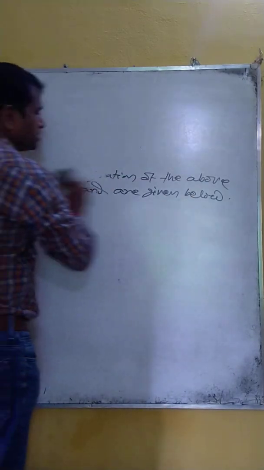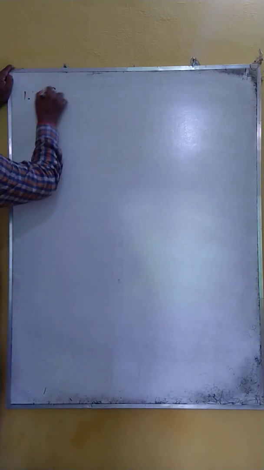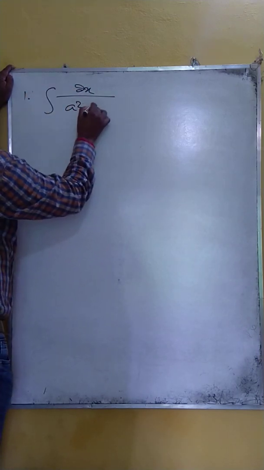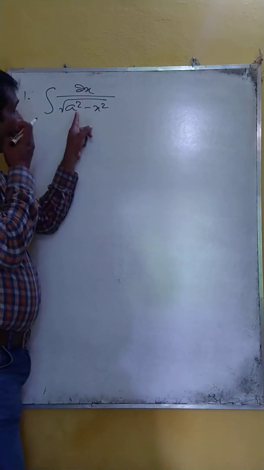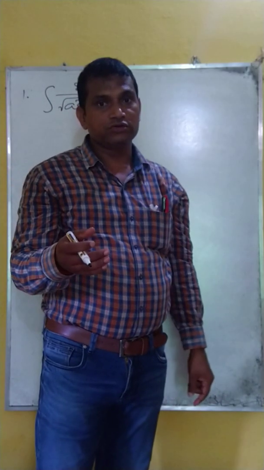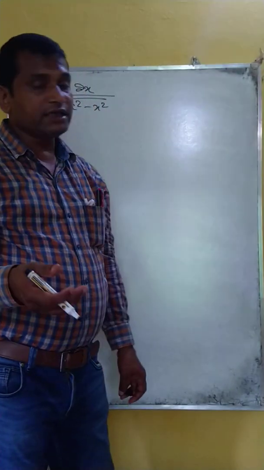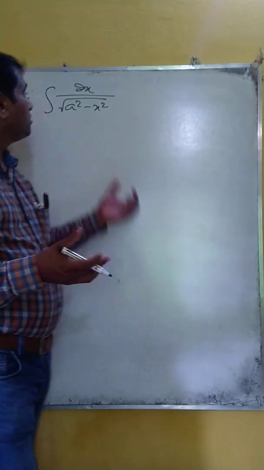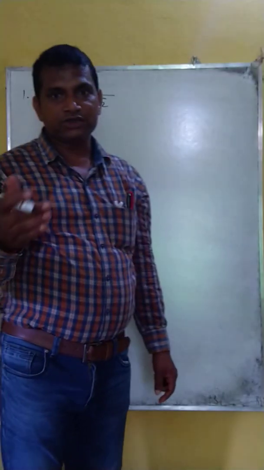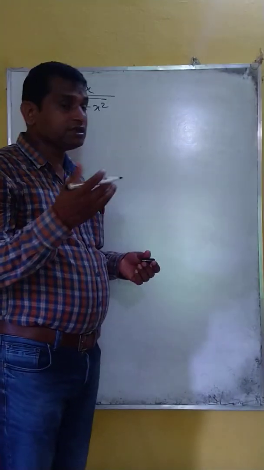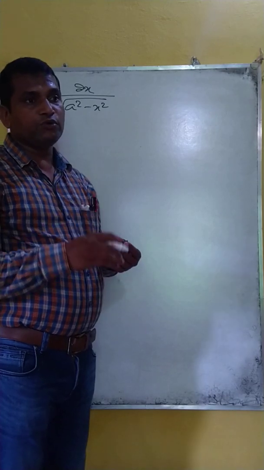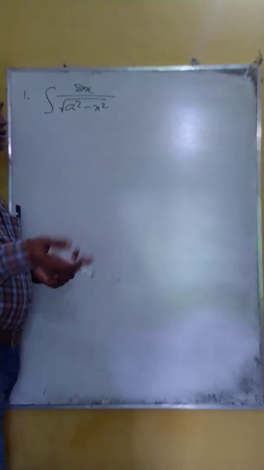First we integrate integral dx by root over a square minus x square. Remember, where the form is a square minus x square, then you put in place of x either sin theta or cos theta. If the integrand is in the form x square minus a square, then you put either sec theta or cosec theta. If it is in the form of x square plus a square, then you put in place of x either a tan theta or a cot theta.